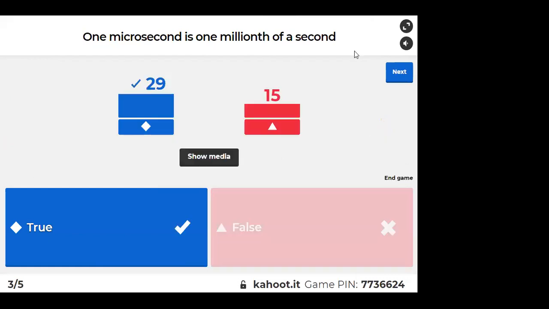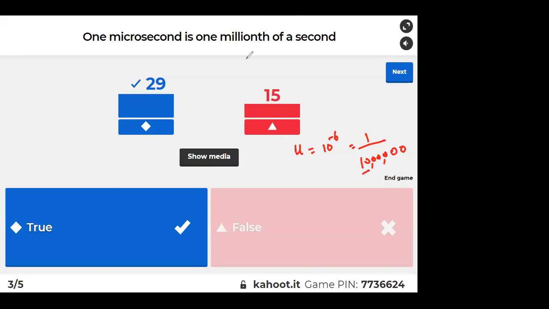Sorry, yeah. So 1 microsecond is 1 millionth of a second. That's true, right? Sir, we have studied that micro is equal to 10 to the power minus 6, which is 1 by 10 lakh, that is 1 million. Okay?